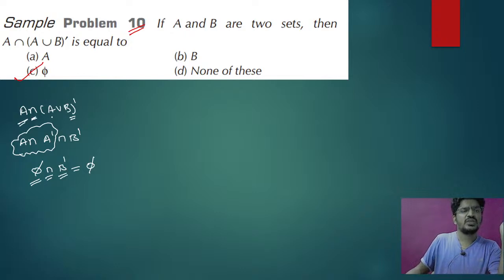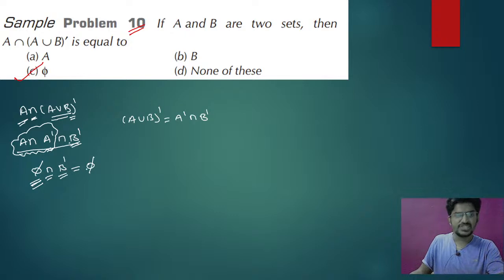A intersection with (A union B) whole complement. Apply De Morgan's law. What will happen? A complement intersection B complement. Because according to De Morgan's law, (A union B) whole complement is A complement intersection B complement. So you take that, you will get intersection on both sides. A intersection A complement is empty. Empty with any set, if you make an intersection, it will become empty only. Okay. Therefore, option C is the right answer. Very simple question.